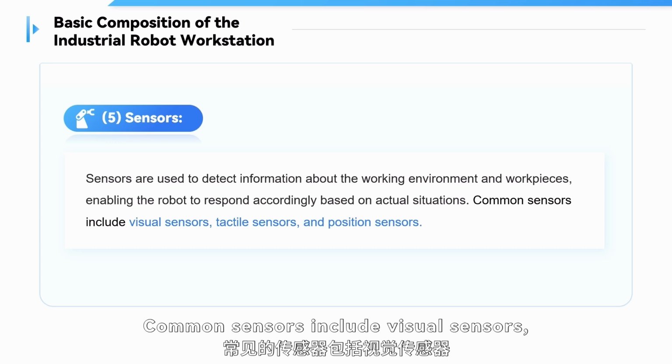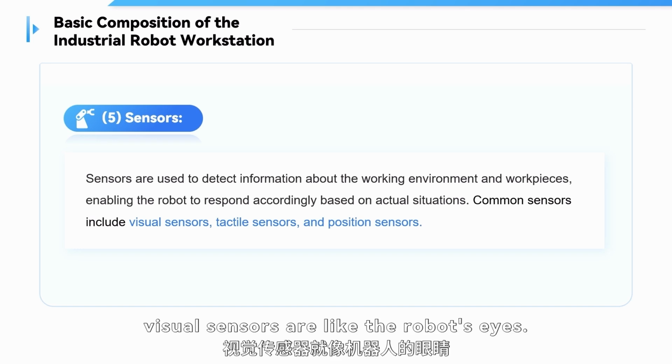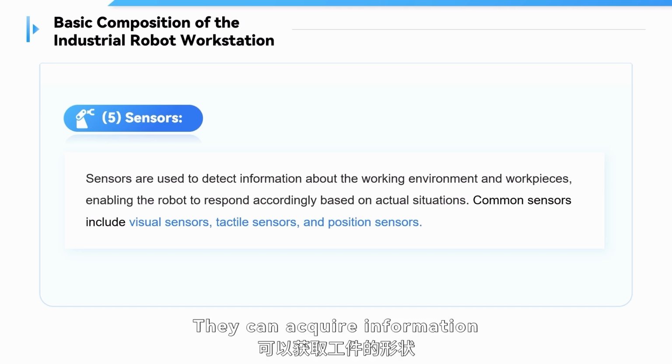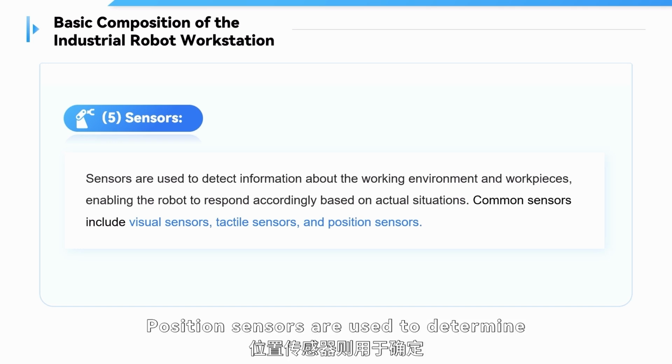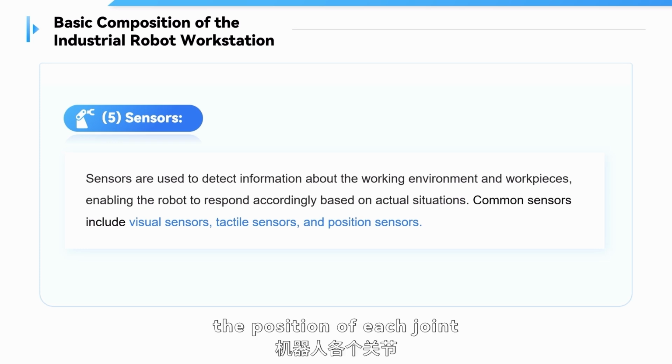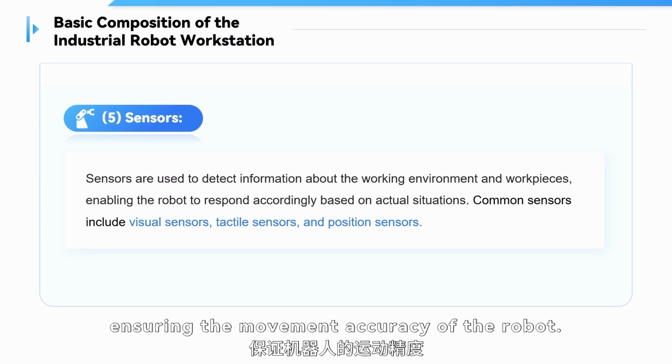Common sensors include visual sensors, tactile sensors, and position sensors. For example, visual sensors are like the robot's eyes. They can acquire information about the shape, position, and color of the workpiece. Position sensors are used to determine the position of each joint and end effector of the robot, ensuring the movement accuracy of the robot.